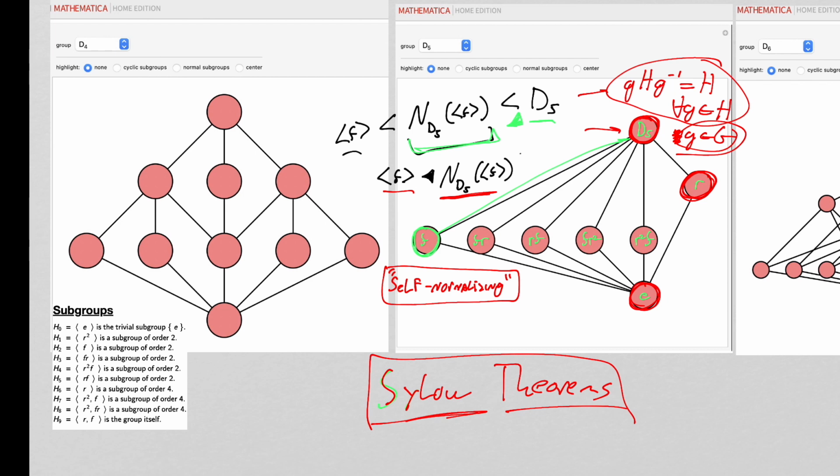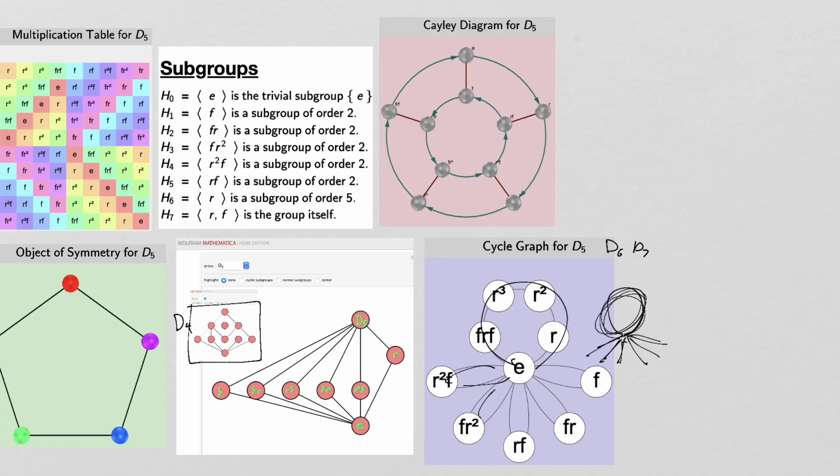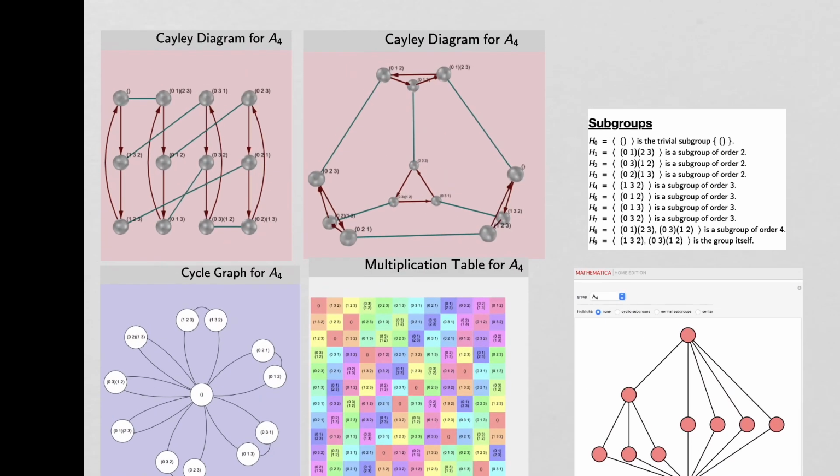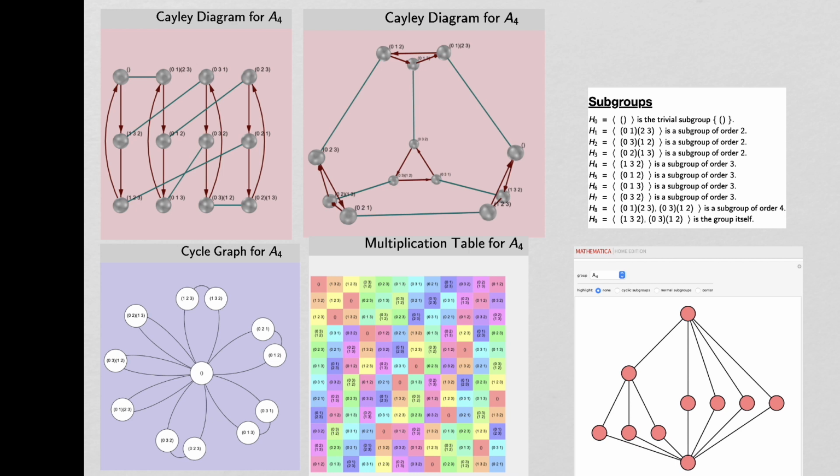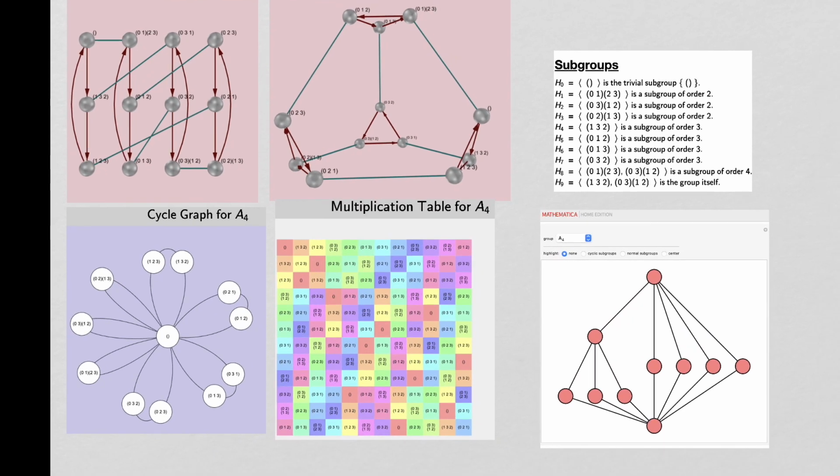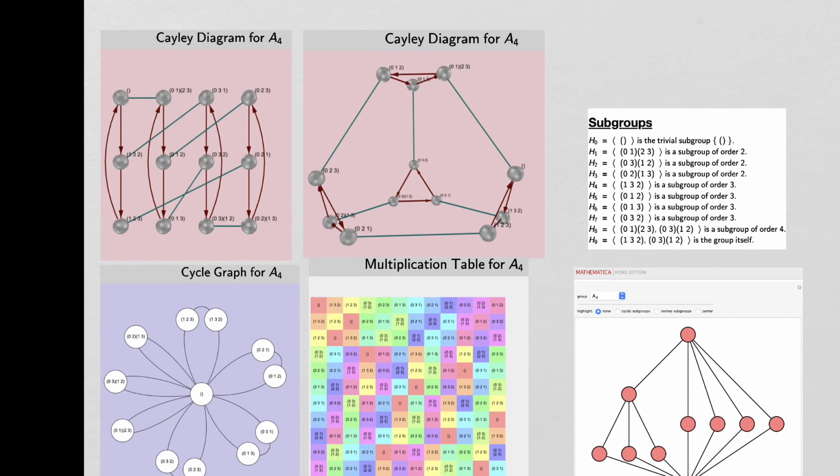But in our next lesson, we're going to go through this group, A4, and we're going to start talking about permutations as representations instead of generators, which is what they do here in the Group Explorer. And we'll look at its subgroup diagram just like before, and we'll look at its Cayley diagrams, which we have here 2 different versions. Okay.